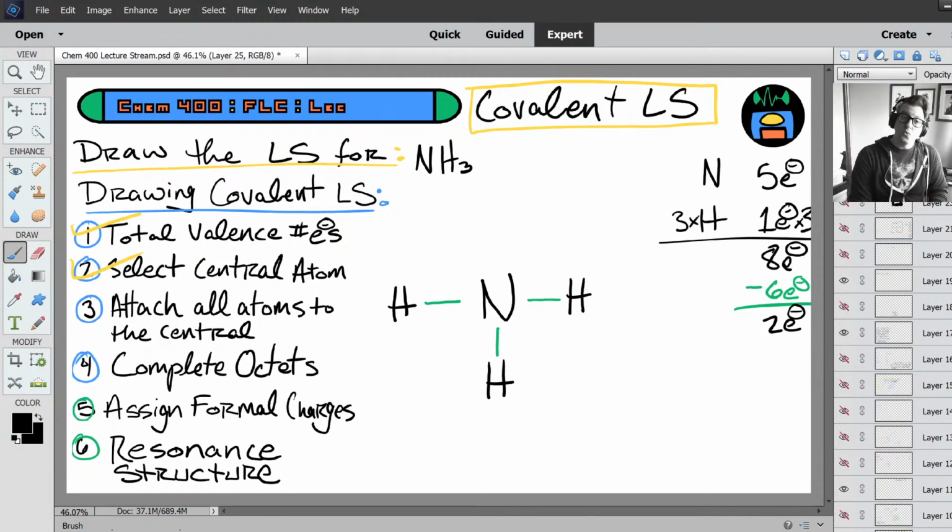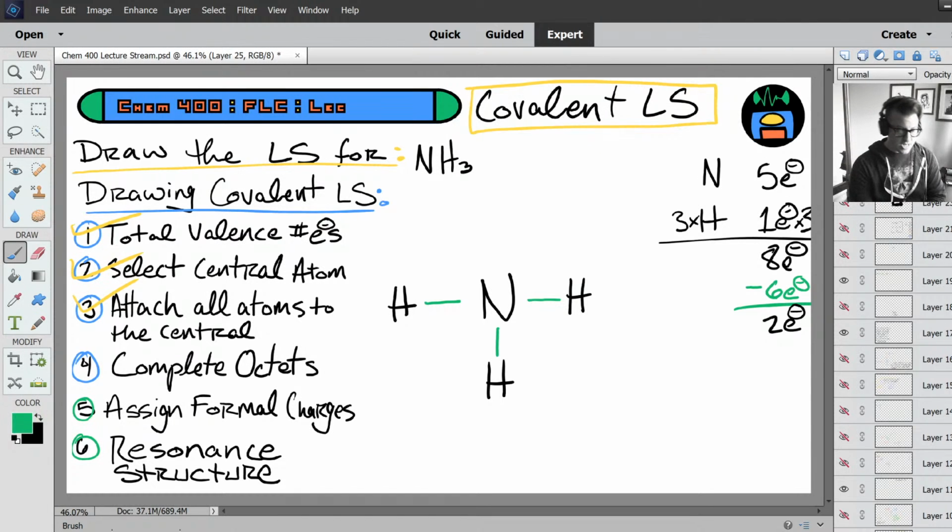But now what do we do with the remaining 2 electrons? All right, we've completed step 3, attach all atoms to our central. Now we're on step 4. We have to complete our octets, and we have to have 0 electrons in our budget when we're done. You must use all of them.